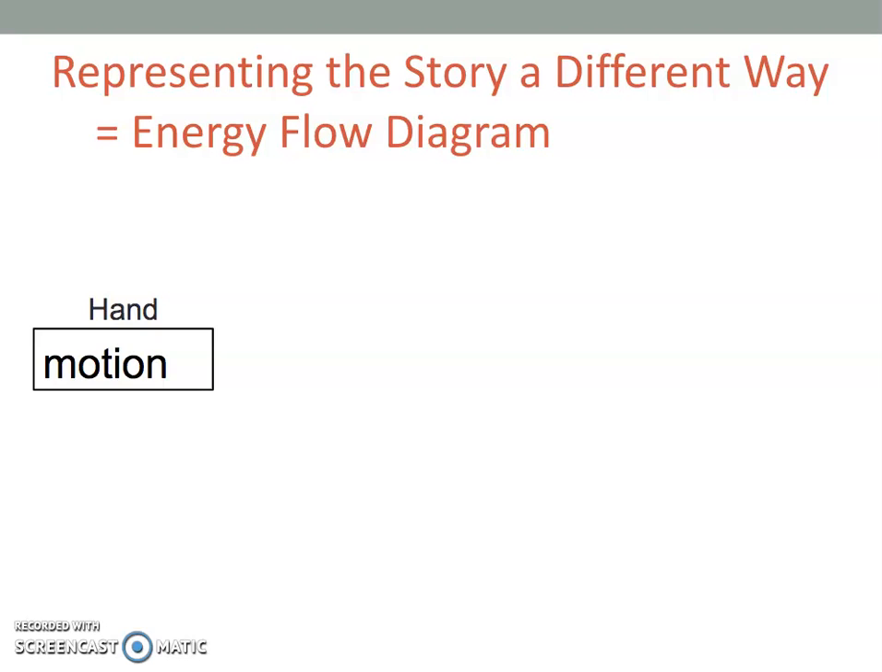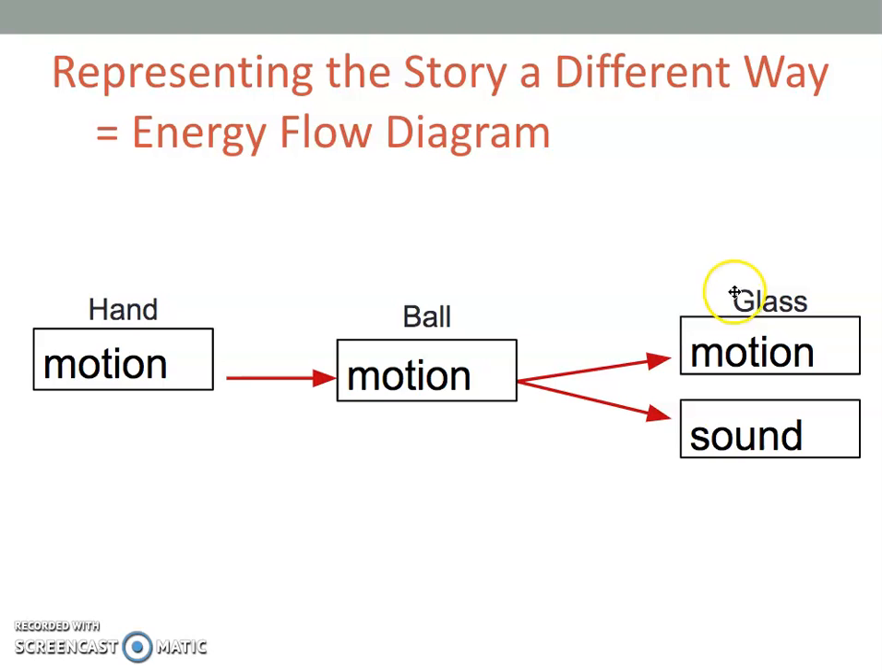So I'll start with the hand, which has motion energy. And then the hand gives that motion energy to the ball. So then now the ball has motion energy. And then the ball collides with the window. And so the glass inside the window then breaks, it has motion energy, and we have some sound energy of that glass breaking. And there is more complexity you could get into in all situations using energy, but we're going to go with pretty simplified like this for our energy flow diagrams today.